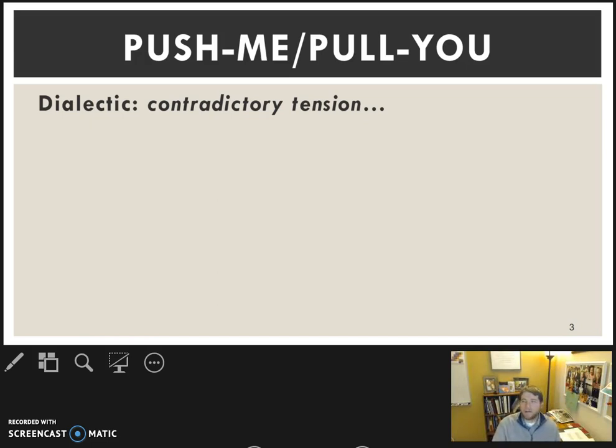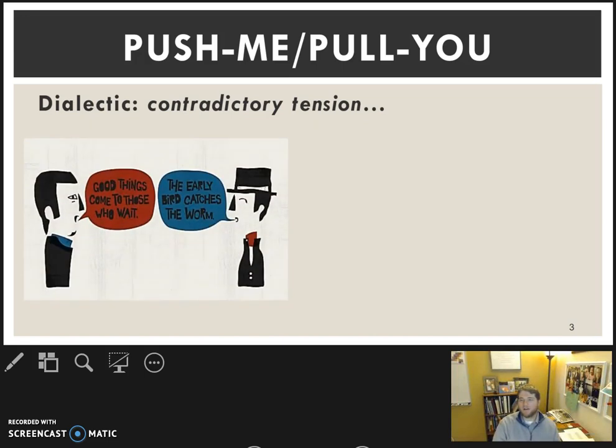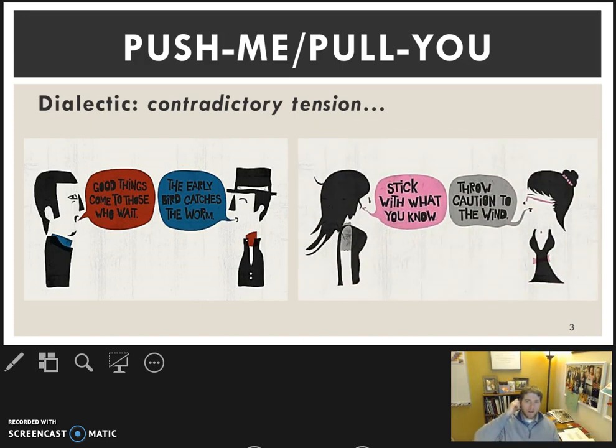So for example, these are ads for Fiat, all right? And I think that's how you say it, I don't know. Good things come to those who wait. That's true, yeah? The early bird catches the worm. Crap, that's true too, yeah? So which is right? Well, they both are. Even though they're contradictory statements, they're both correct. Okay? Same one here. Stick with what you know.